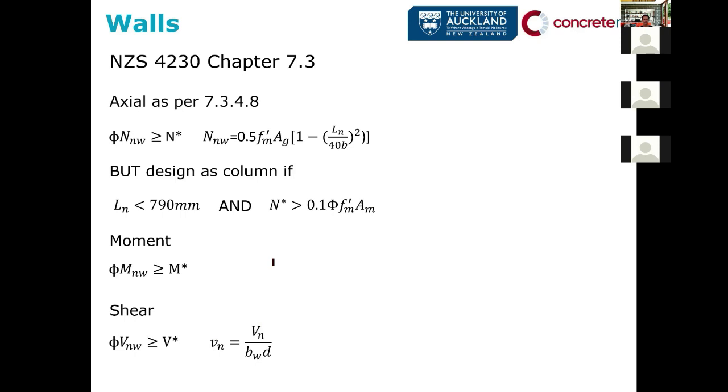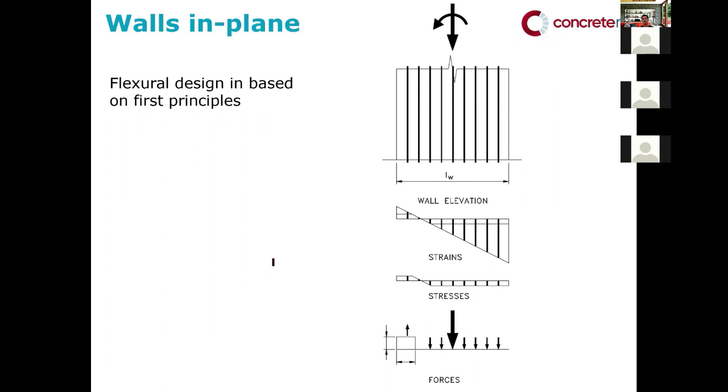Right. Now, how do we design walls? I'm going to start with in-plane design, and then I will do out-of-plane design. With the in-plane design, for flexure it is based on first principles. So we have the bars there, we have the axial load coming from the upper floors, and the moment coming from the earthquake. Then we have strain compatibility, straight, and this is based on bilinear behavior. So we have up to yield and then horizontal. If we wanted to consider strain hardening, it would be something like this, right? And then we have the forces.